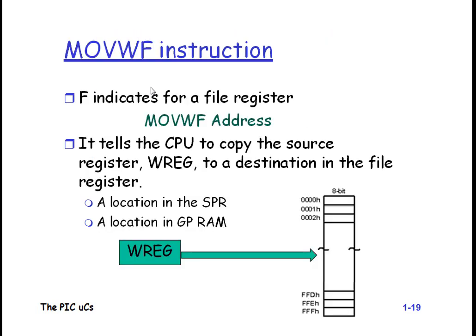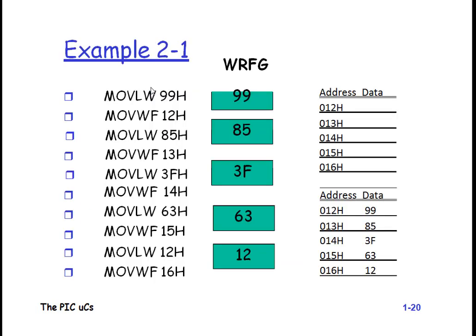In the MOVWF instruction, F indicates a file register. MOVWF with this address tells the CPU to copy the source register, WREG, to a destination in the file register. So one is a location in the SFR and the other is a location in the GPR, named as given in the figure. This is a simple example which tells us how data is saved from one location to another location, and how it will move.